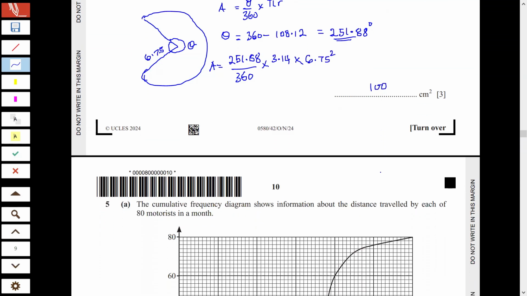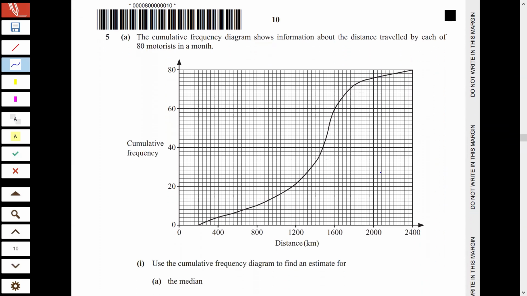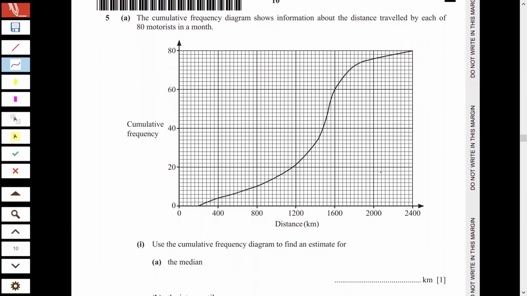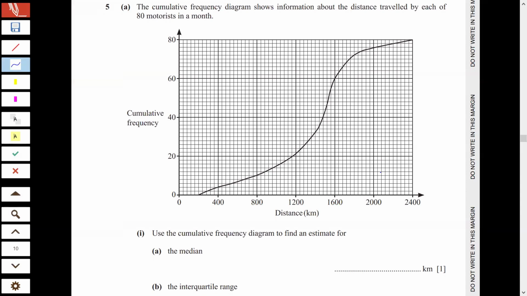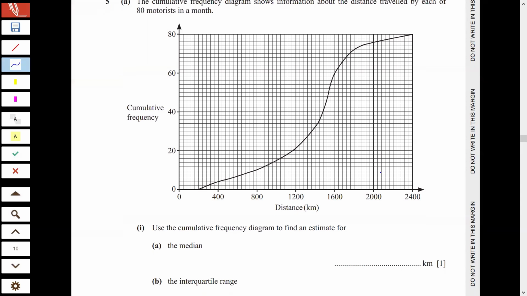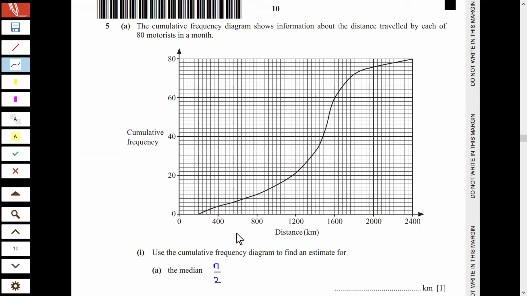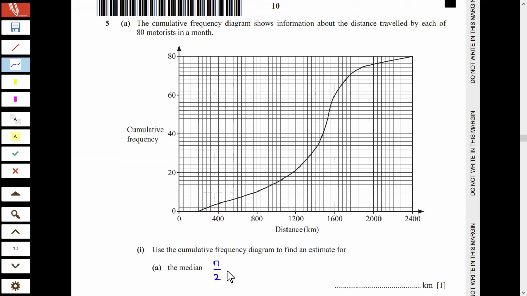So the next question says, the cumulative frequency diagram shows information about the distance traveled by each of 80 motorists in a month. Now here's the cumulative frequency graph. Use the cumulative frequency diagram to find an estimate for the median. The median is given by n over 2, where n is the total number of motorists, which is 80. And that's going to give us 80 divided by 2, which is 40.